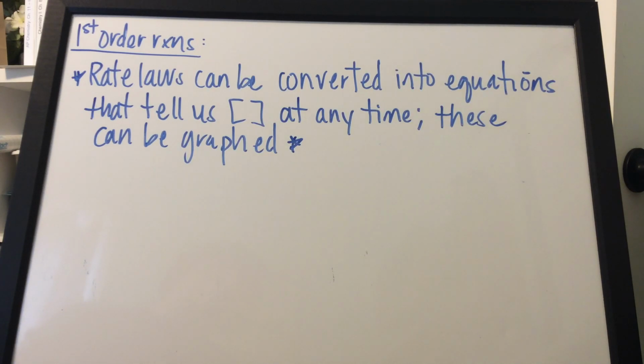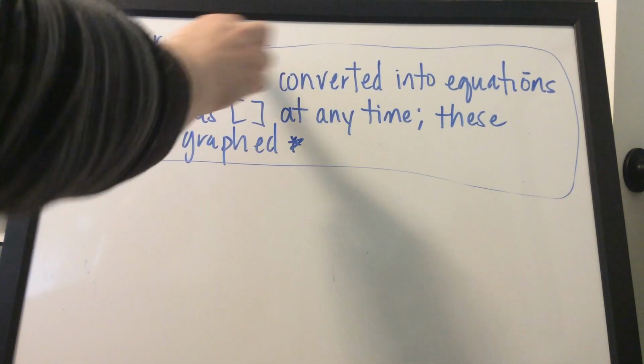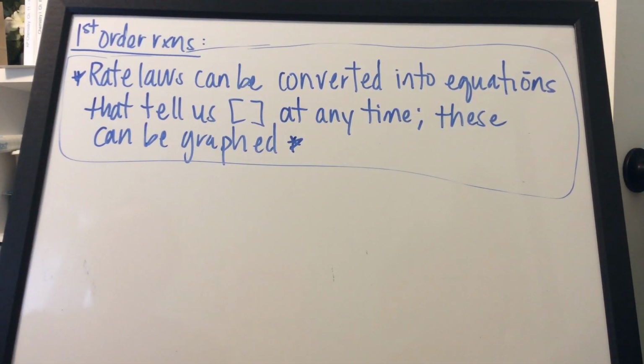Okay, so the first thing, I probably should have put this before your heading of first order reactions. This is kind of like a takeaway point, and it's like the intro to this section, and it just says that rate laws, so now we know how to write a rate law, we know how to determine orders, all that good stuff. But rate laws can be converted into equations that can tell us the concentration of a reactant at any time, and that can be very helpful.